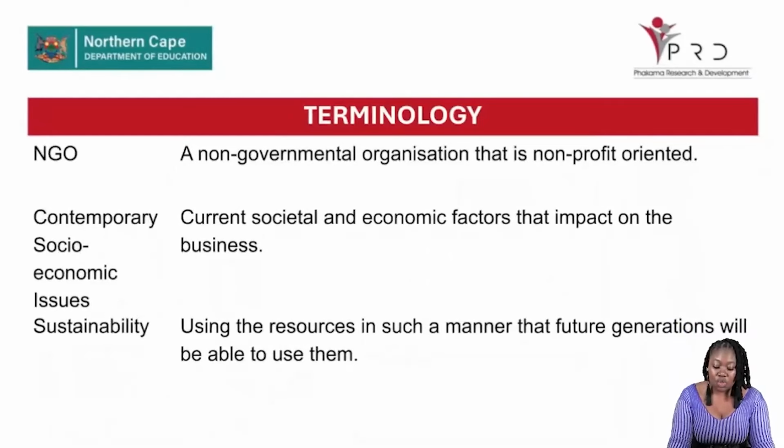Okay, these are the other terminologies. So when we're talking about an NGO, we're talking about a non-governmental organization that is non-profit orientated, meaning that they operate not to make profit. Okay, then we also have contemporary socio-economic issues. These are current societal and economic factors that might actually impact businesses. So all the societal factors and economic factors that impact businesses will then be classified as contemporary socio-economic issues. Okay, then we also have sustainability. So sustainability means using the resources in such a manner that future generations will be able to use them. That is what sustainability is.